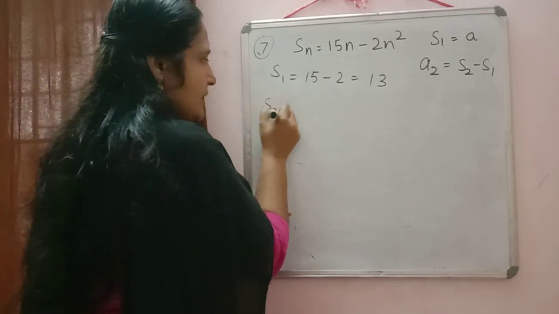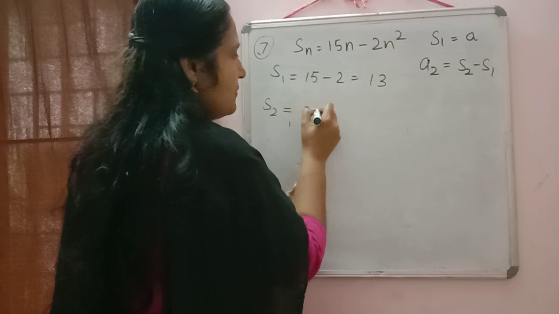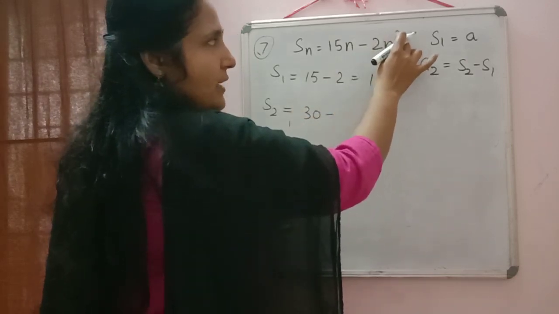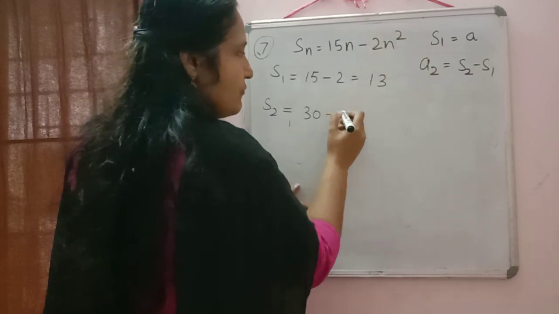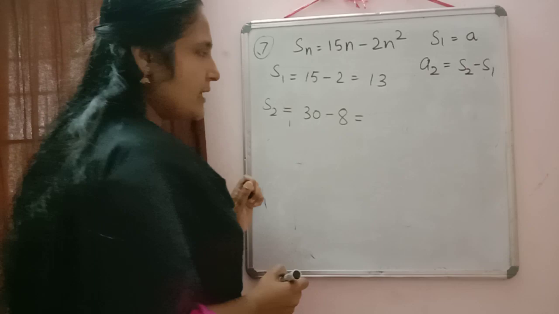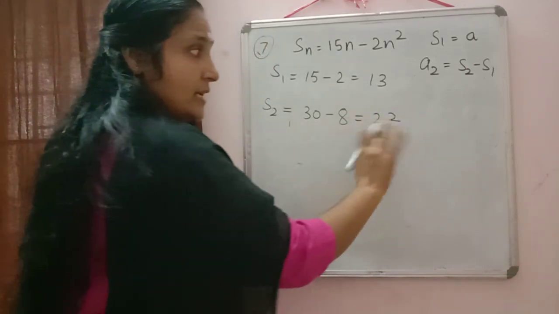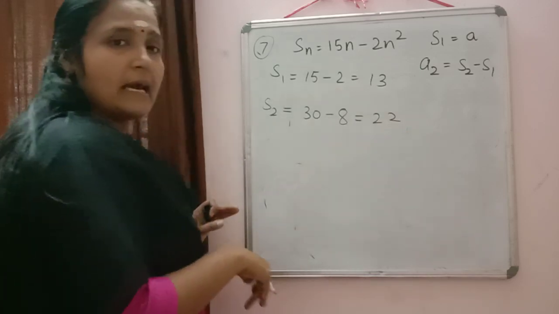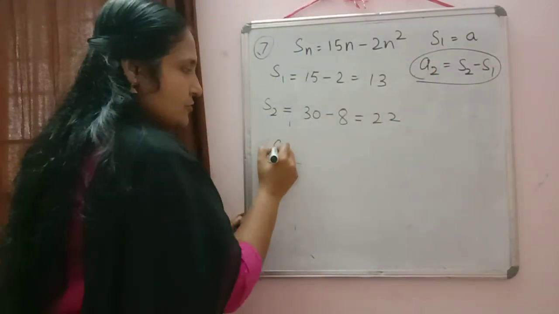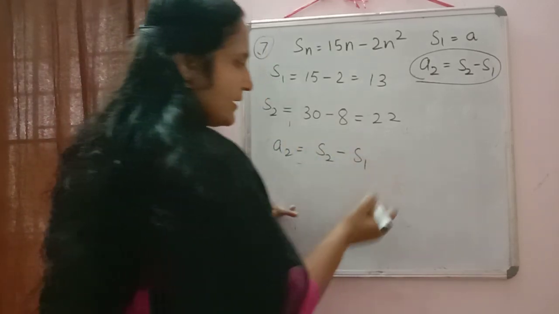Now substituting n is equal to 2. So S2 will be equal to 15 into 2, 30 minus 2 into 2 square. 2 square is 4. 4 into 2, 8. So 30 minus 8 will be equal to 22. This is not equal to A2. A2 now we are calculating. How we will calculate A2? By S2 minus S1. So A2 is equal to S2 minus S1.